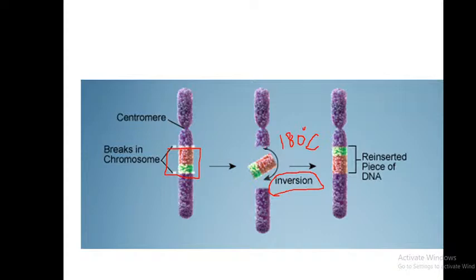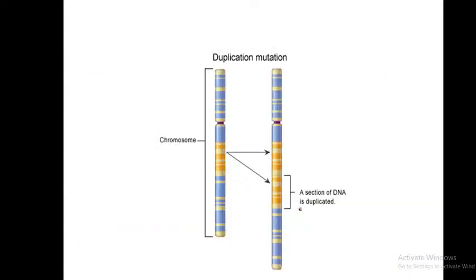That is simply what is known as inversion. As a result of inversion, after taking a 180 degree rotation, it will again rejoin, and this is the reinserted part of the DNA. Even though it is reinserted, there is a change in the chromosome structure, because one part has taken a 180 degree rotation. That is known as inversion. This reinserted piece will get inserted in the same place itself. That's known as inversion. Now, next is duplication.